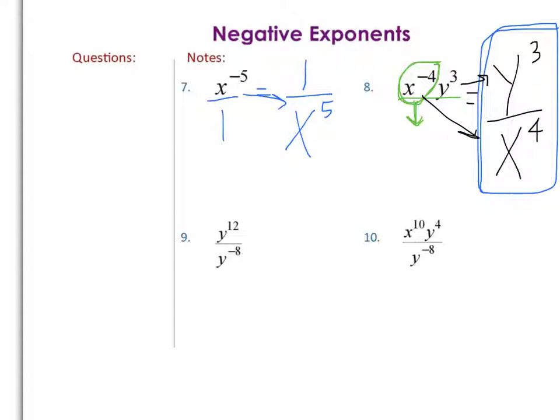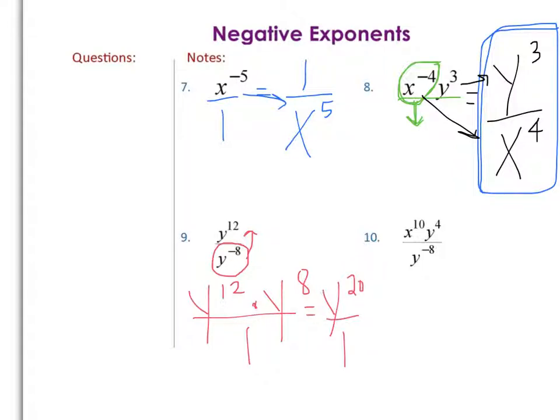Okay, this one right here, I have y to the 12th over y to the negative 8. Since this y piece is negative on the bottom, I'm going to bring it to the top. Well, on top I already have y to the 12th. Now I'm just going to bring that y to the 8th on top of my fraction too. Well, y to the 12th times y to the 8th, when I multiply like bases, I add my exponents, so I get y to the 20th over 1.